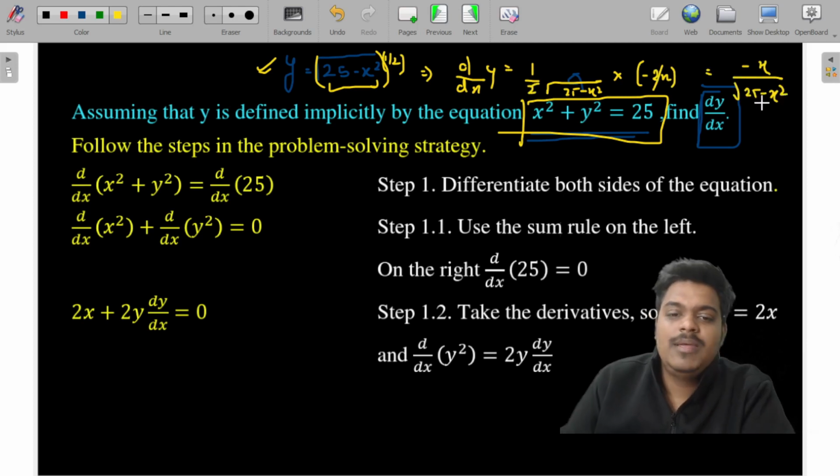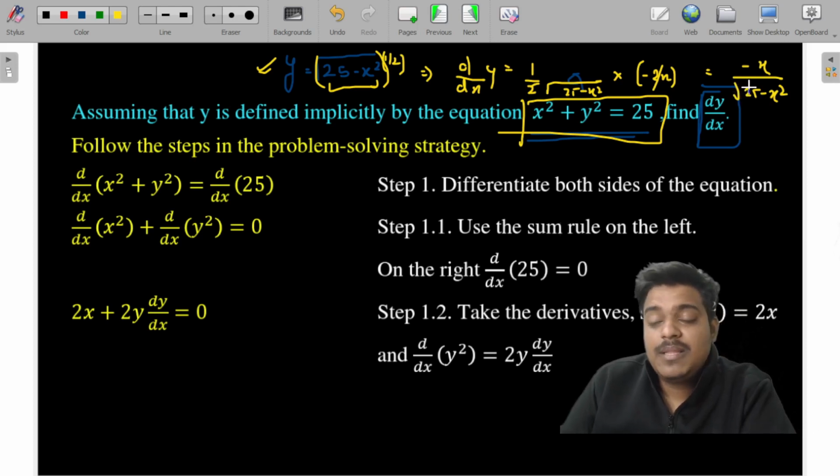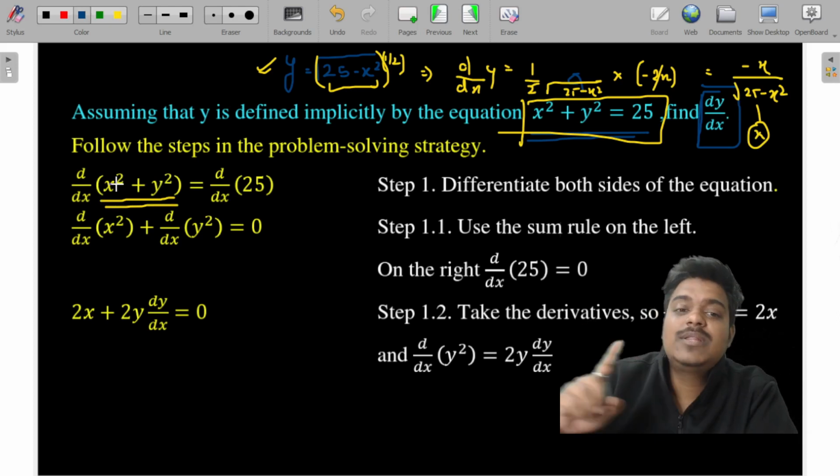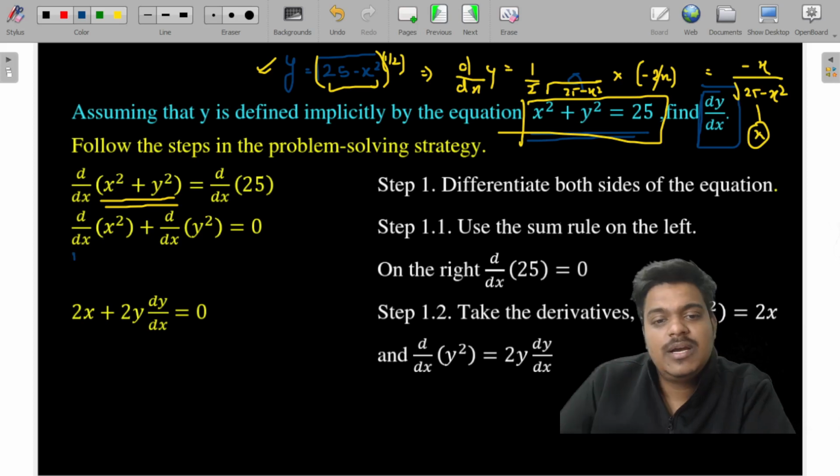But the problem here is, you need to understand, this is not the easy form or the simple form. This is not a simple dy by dx, because y here is mentioned implicitly. So what you will do, you will try to differentiate it directly. Now how do you differentiate it? d by dx of x square, that is, I am differentiating with respect to x. So this will be d by dx of x square plus d by dx of y square, and d by dx of 25 is equal to 0.